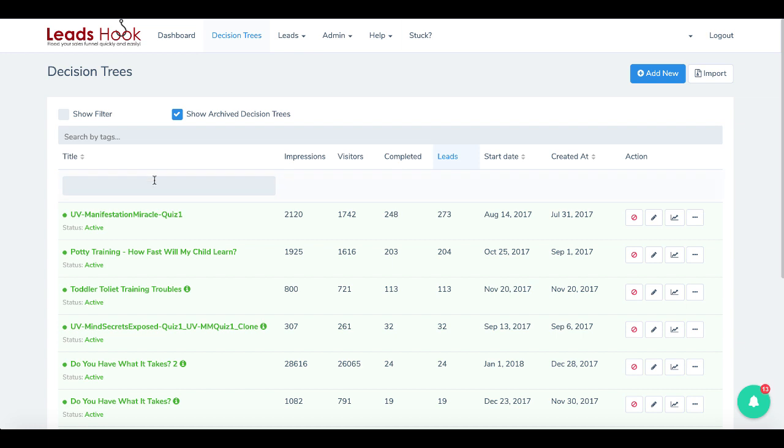So let me hop over and show you right here. This was potty training, how fast we learn. And this is a software called LeadsHook that runs the decision trees, more commonly known as a quiz, but they call them decision trees because this software is more powerful than just running a standard sort of what you think of as what Disney princess type quiz are you.